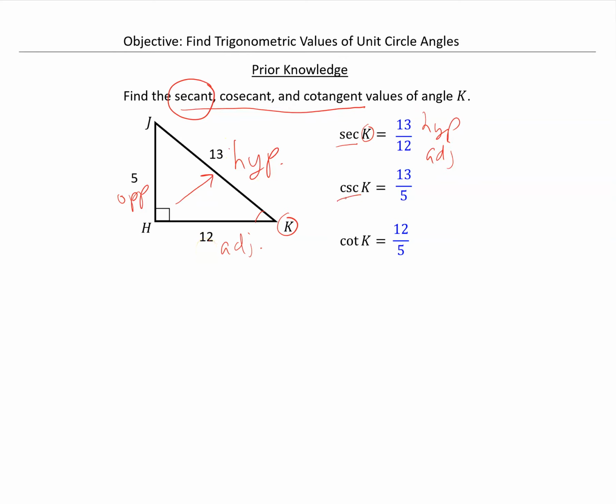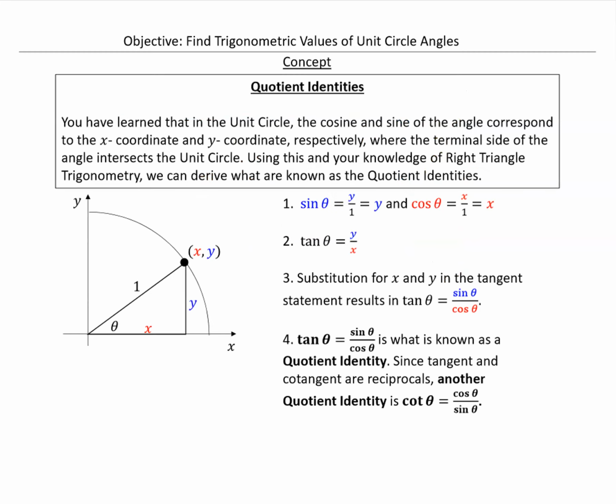Cosecant is the reciprocal of sine. Sine is opposite over hypotenuse, so cosecant is hypotenuse over opposite, which gives us 13 over 5. Cotangent and tangent are reciprocals. Tangent is opposite over adjacent, so cotangent is adjacent over opposite, which gives us the 12 over 5 ratio. I point that out because we're going to be talking about secant, cosecant, and cotangent, and we'll use their reciprocals, cosine, sine, and tangent, respectively, this time to get those values.